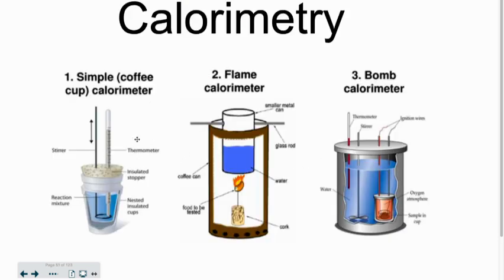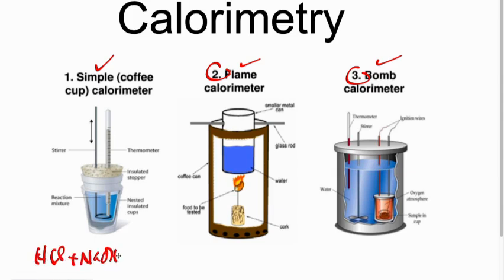I've listed 3 types of calorimeters here. We have a simple coffee cup calorimeter, a flame calorimeter, and a bomb calorimeter. Number 2 and 3 are used for reactions that produce fire, so for combustion reactions. Number one, the simple coffee cup one, will be used for reactions involving solutions, for example. So if I was doing an acid-base reaction, here I would mix these two together and there'll be a small temperature change and I can measure the temperature change here.